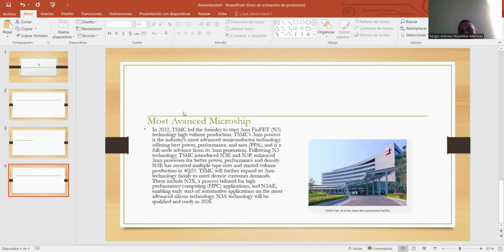Let me tell you about the most advanced microchip today. In 2022, TSMC, let me start here. TSMC is the Taiwan Semiconductor Manufacturing Company. It's the biggest company that produces microchips in the world. It's bigger than Intel and Nvidia, other companies in the microchip industry, right? Let me continue. In 2022, TSMC, Taiwan Semiconductor Manufacturing Company, was the foundry to start the 3 nanometer.